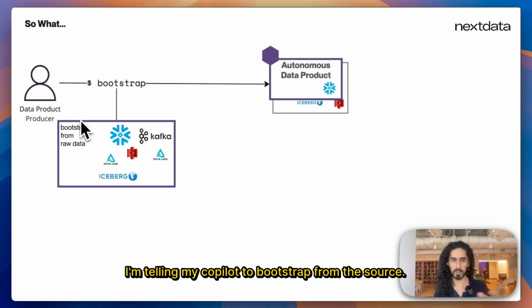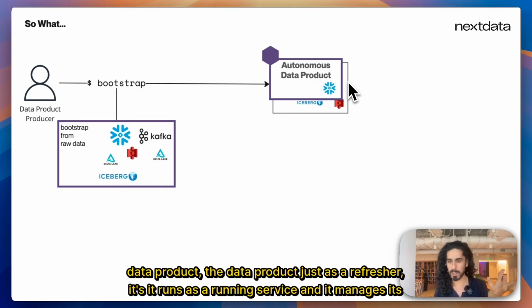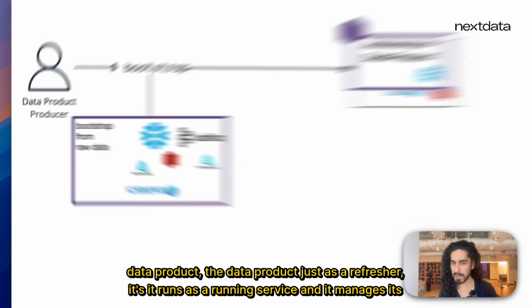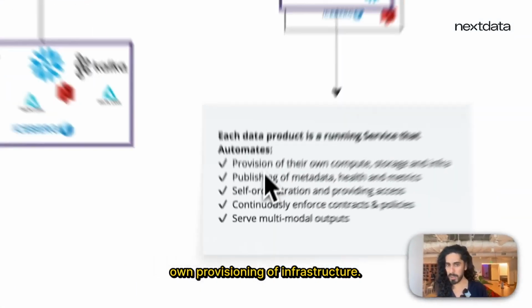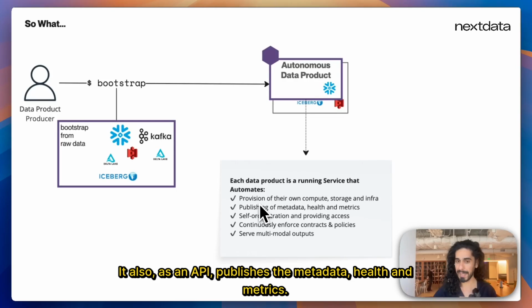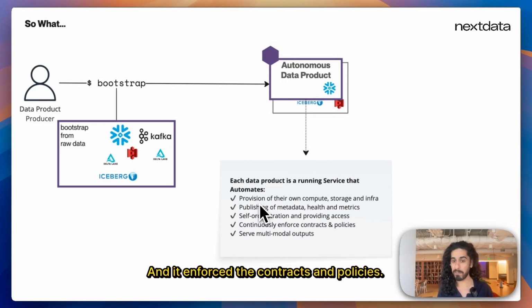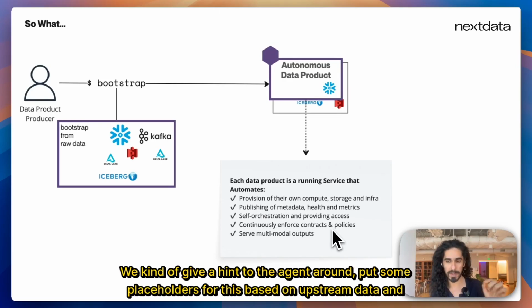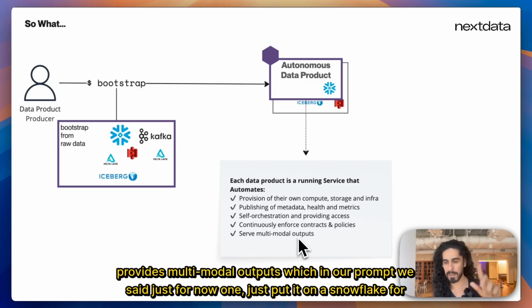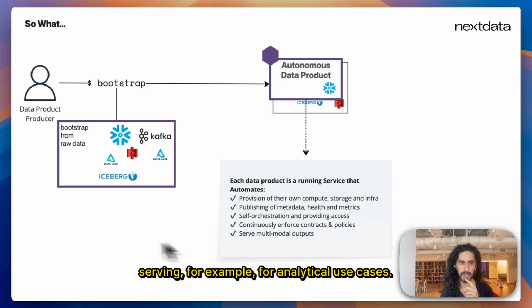I'm telling my Copilot to bootstrap from the source, and at the end, when I get the data product, just as a refresher, it runs as a running service, and it manages its own provisioning of infrastructure. It also, as an API, publishes the metadata, health, and metrics. It has its own self-orchestration based off the input data, if the data changes or if there are schedules related to upstream changes. And it enforces the contracts and policies. We give a hint to the agent to put some placeholders for this based on upstream data, and it provides multimodal outputs, which in our prompt we said, just for now, put it on Snowflake for serving, for example, for analytical use cases.